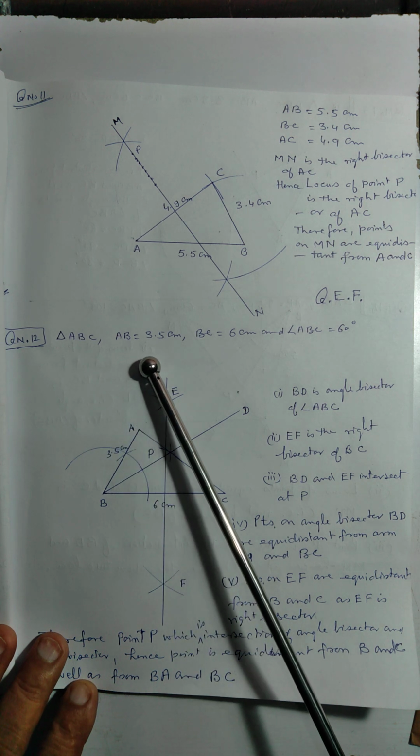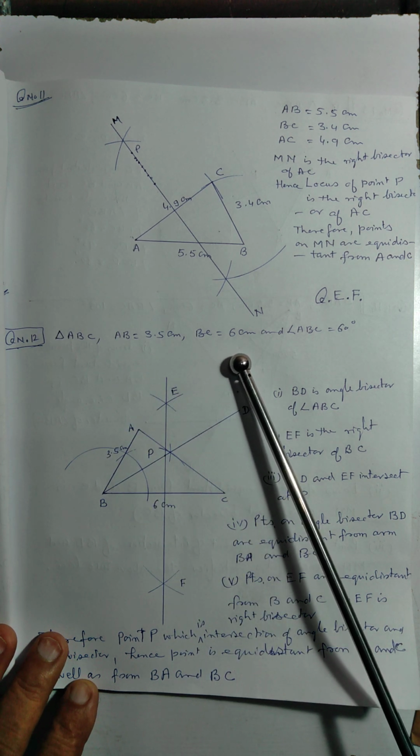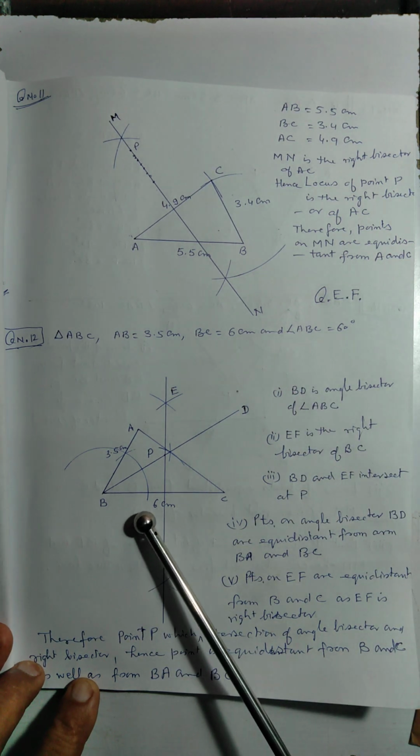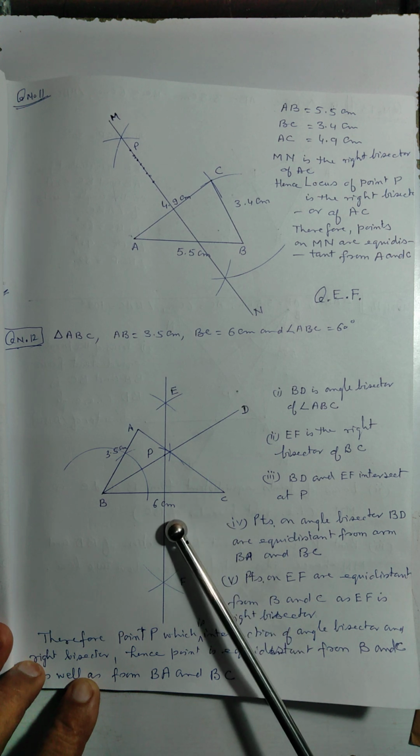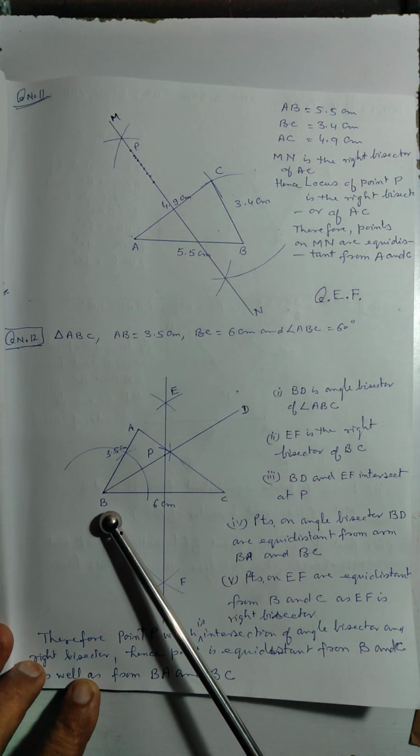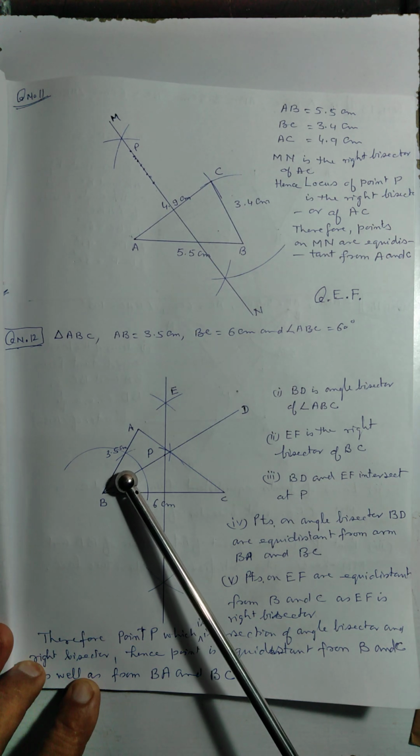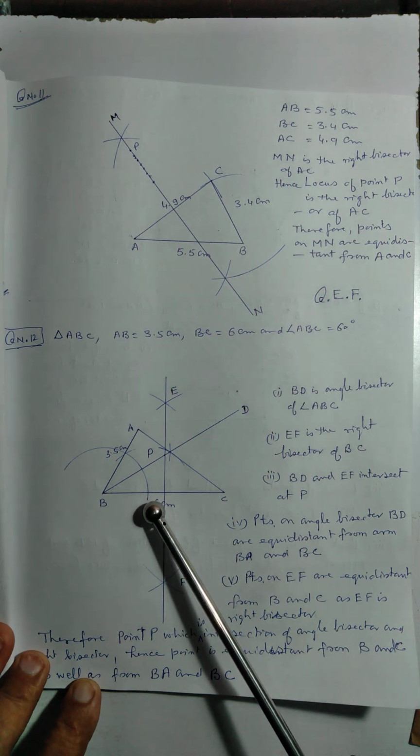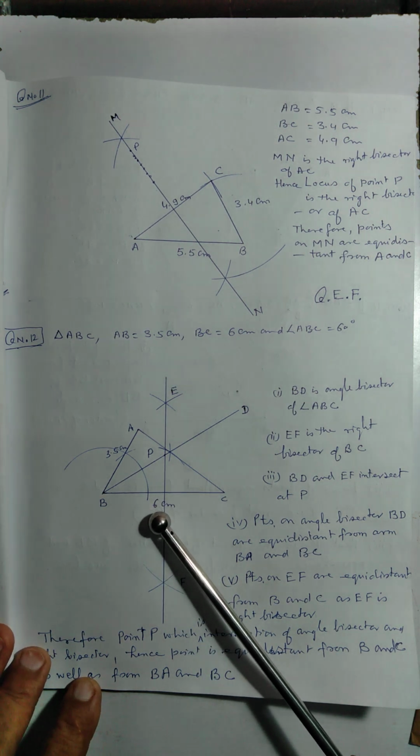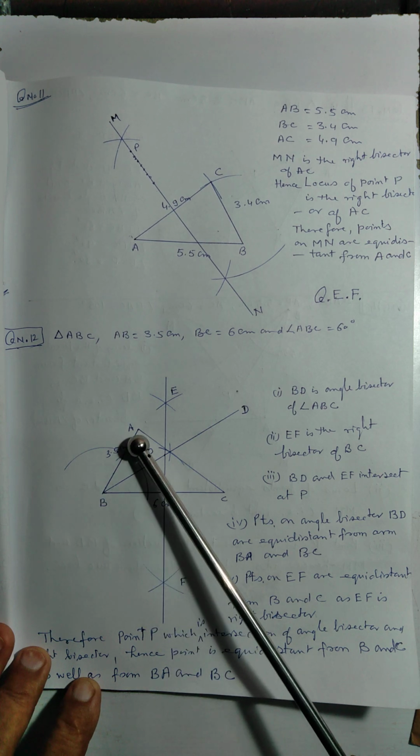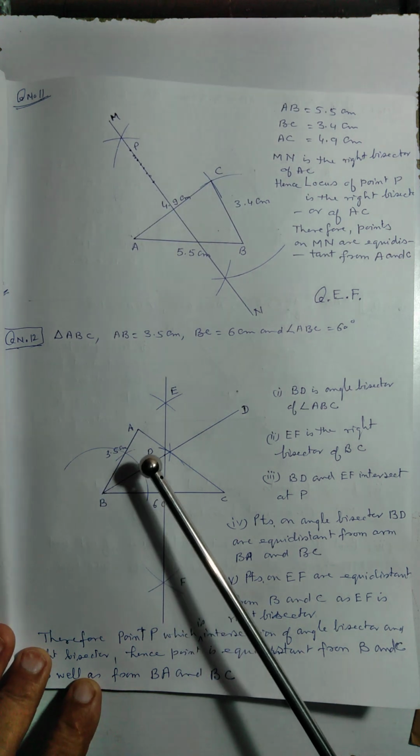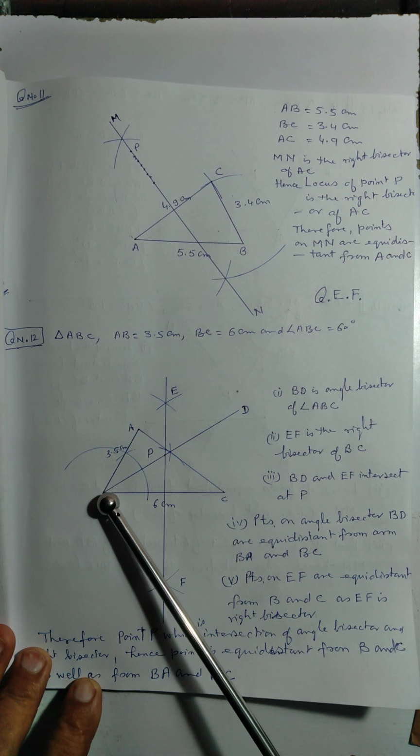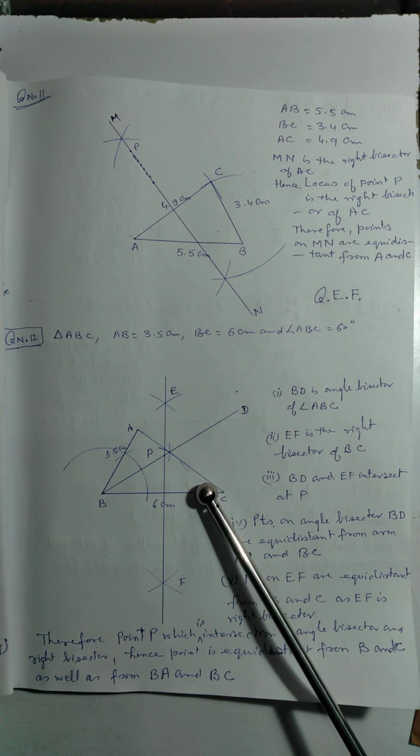triangle ABC, AB is equal to 3.5 centimeter, BC is equal to 6 centimeter and angle ABC is 60 degree. First of all, I have drawn BC, that is equal to 6 centimeter, and at the point B, I constructed the angle 60 degree as per given. So it is a 60 degree angle here. ABC, the length of AB is equal to 3.5 centimeter. Now once we got the A, now join the AC. In this way the triangle ABC has been constructed.